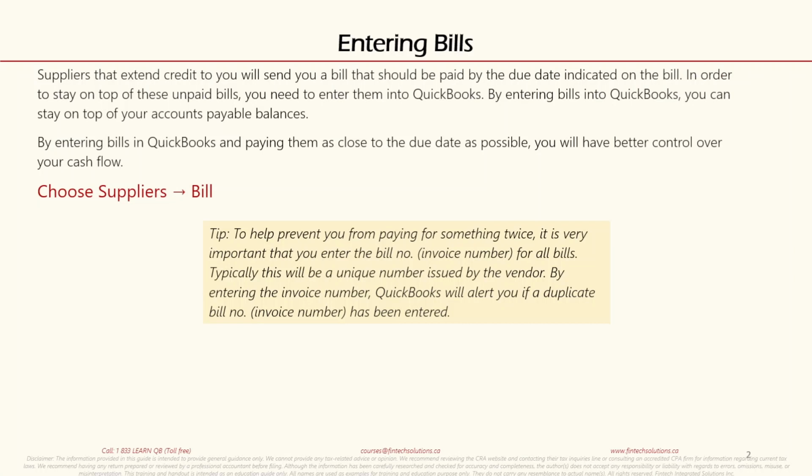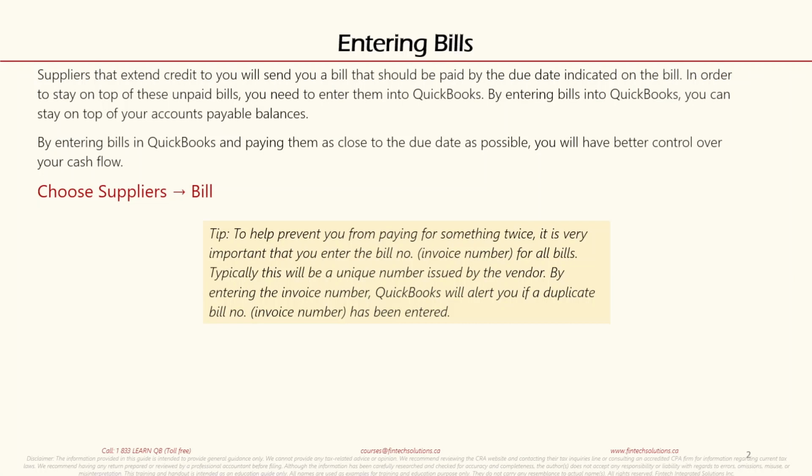It is very important that you enter the bill number, which is the invoice number, for all the bills. Many times, this could be an issue which I've seen in companies, especially when I do consulting. What happens is that they, by mistake, have entered a bill twice for the same vendor. And unfortunately, that can happen when there are multiple bills coming, whether there is one or two or five, whatever the number is. What should be done to prevent such an error is that typically this will be a unique number issued by the vendor.